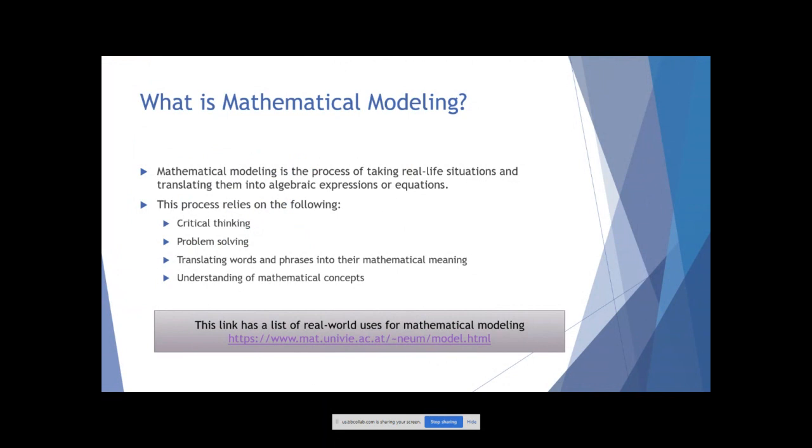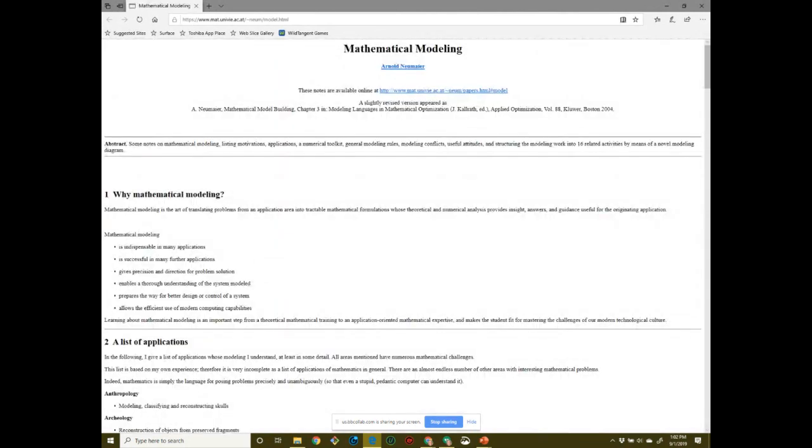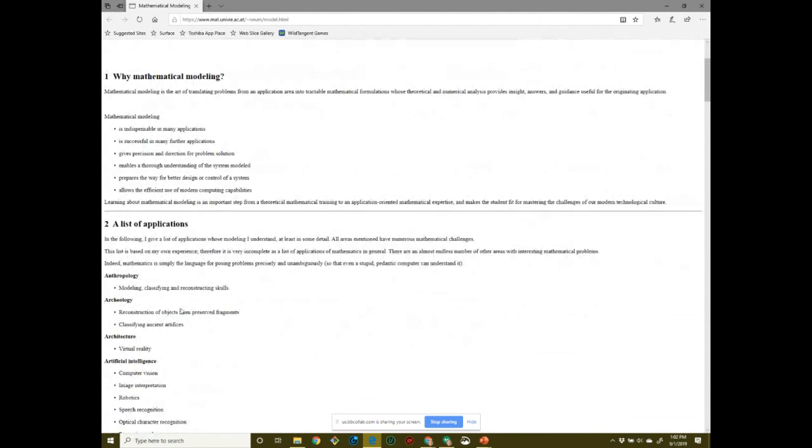I recommend that you click on this link to see a list of real-world uses for mathematical modeling so you have an idea. And actually, I'll just pull it up now to kind of show it to you, just so you have an idea of what modeling is used for in the real world. Okay, so it goes through why, mathematical modeling, a list of applications.